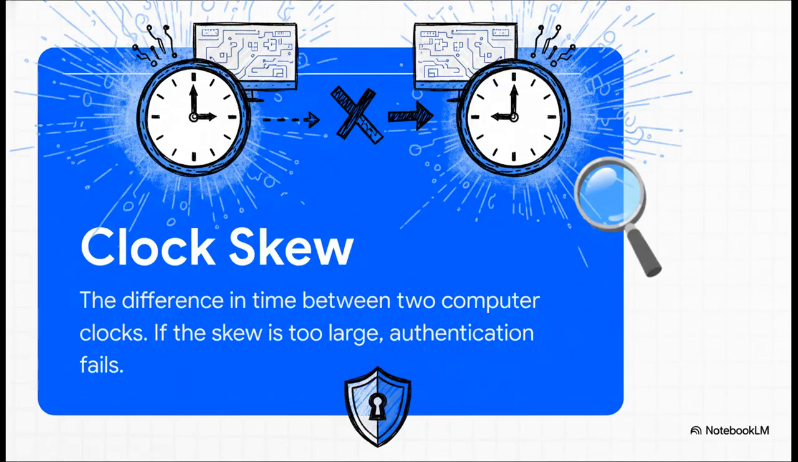So let's be super clear on the term here. Clock skew? It's literally just the difference in time between two computers. For most things, who cares? But for Kerberos, this isn't some trivial detail. It's a core part of its security design.